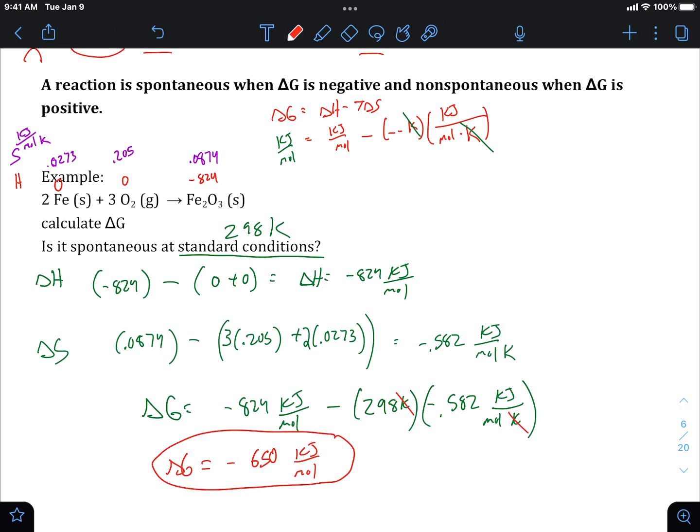It is very negative. This reaction is still very much spontaneous. So we just answered the question, will a piece of iron rust? Yes, it will.